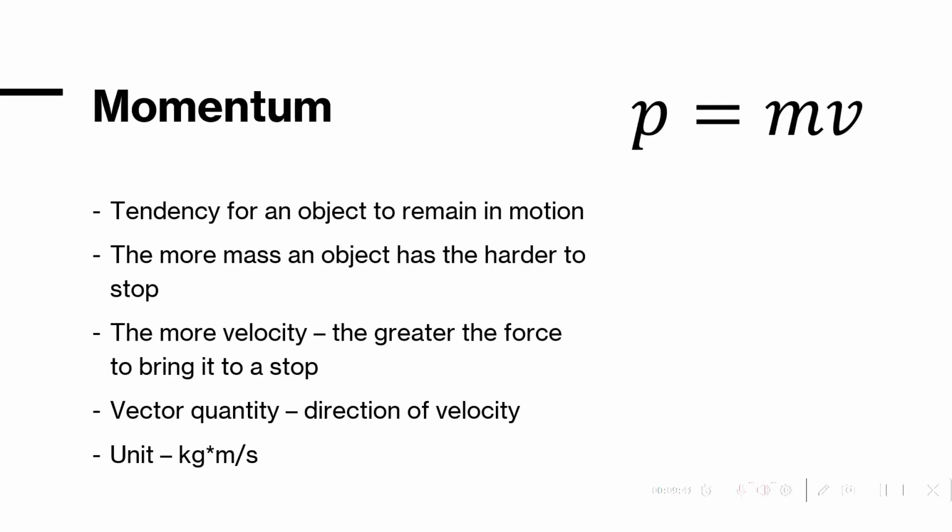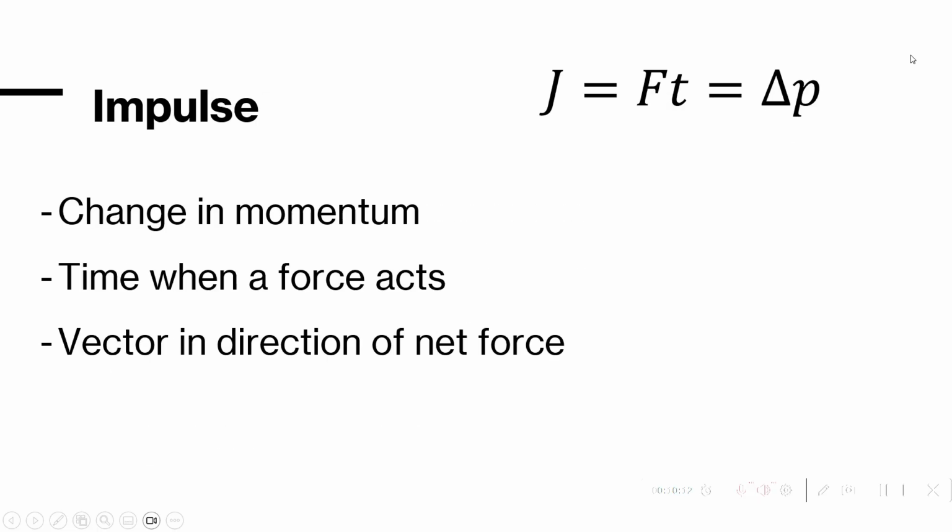Momentum is the tendency for an object to stay in motion. It combines the mass and the velocity. The more velocity it has, the faster something's going, the more it takes to stop. The more mass something has, the more it prevents, the idea of inertia, the more it doesn't want to stop. Think about it. You get that big ball moving, it doesn't want to stop. It is also a vector quantity, and it moves in the direction of the velocity. And the unit is just the kilogram times meters per second.